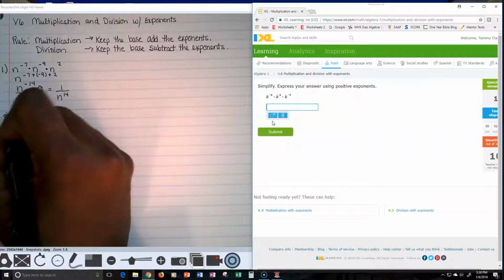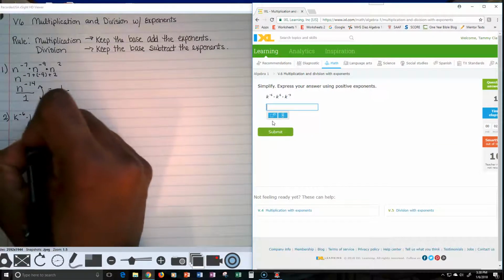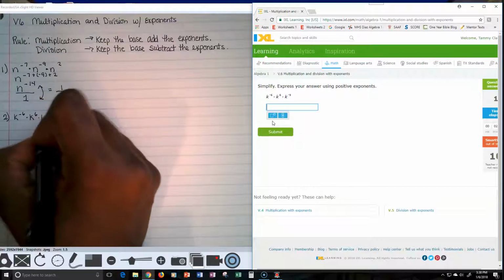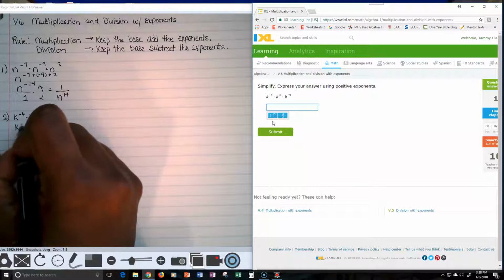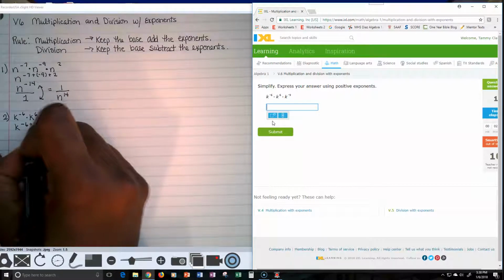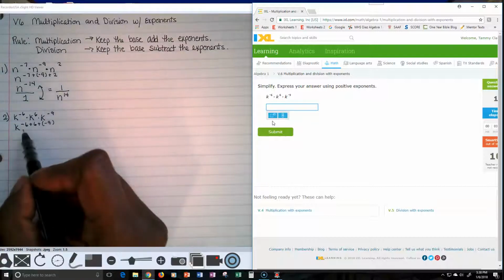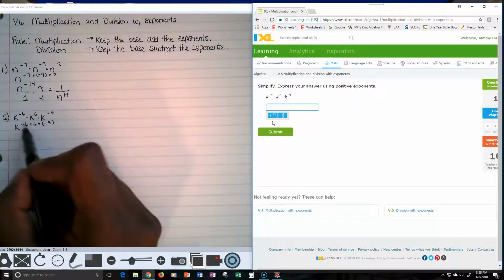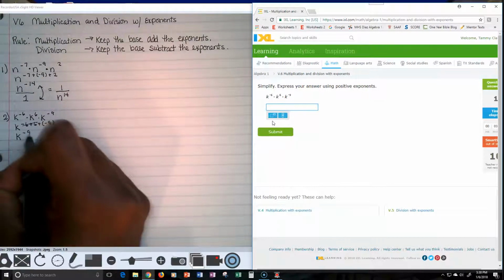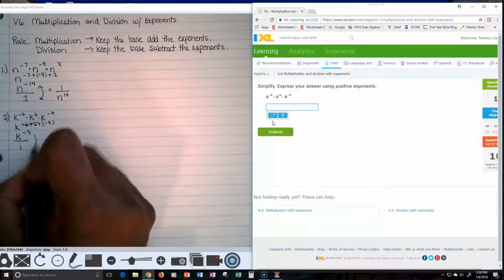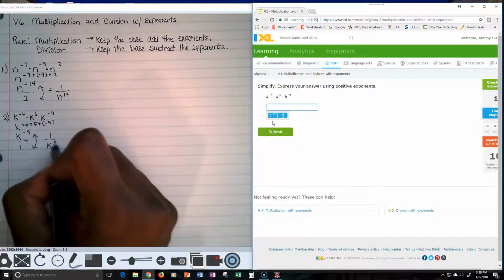Look at number 2. We have k to the negative 6 times k to the 6th times k to the negative 9th. Keep our base, add our exponents, so negative 6 plus 6 plus negative 9. So negative 6 plus 6, that's 0. So we end up with k to the negative 9th. You know we can't have that, so flip it over, and we've got 1 over k to the 9th.